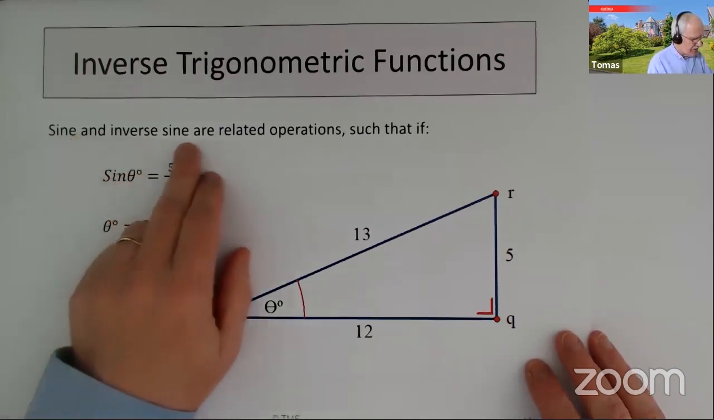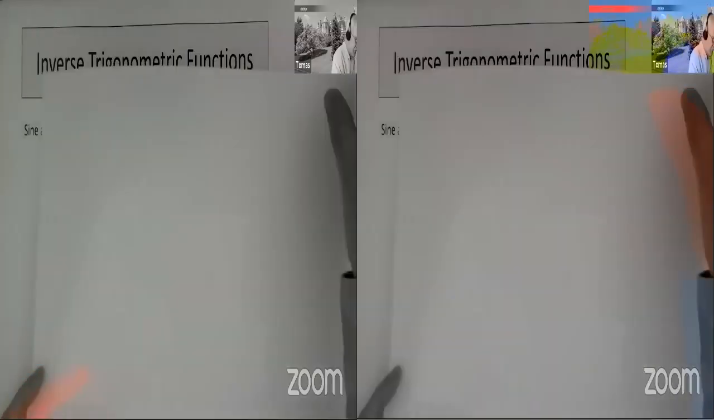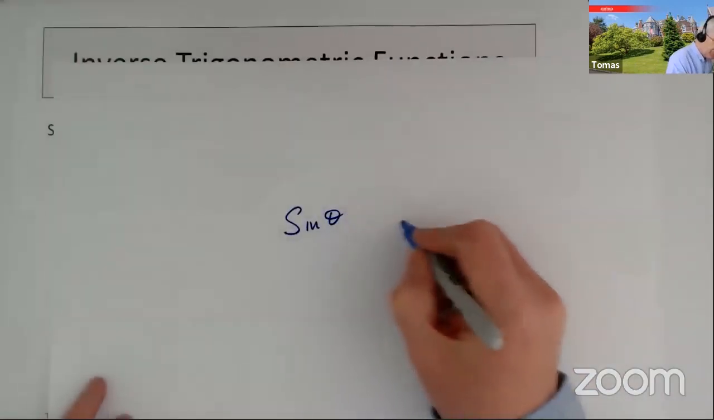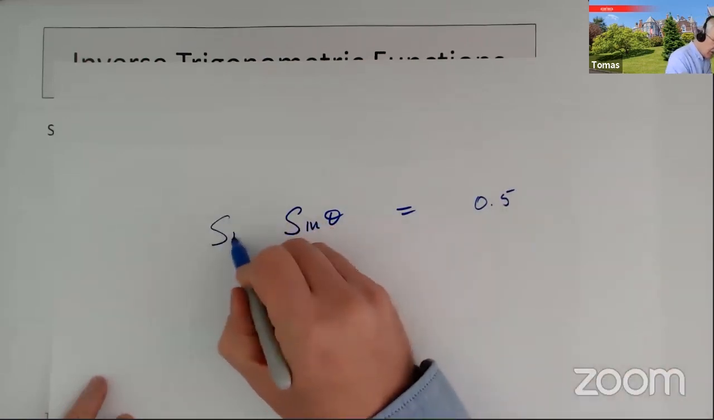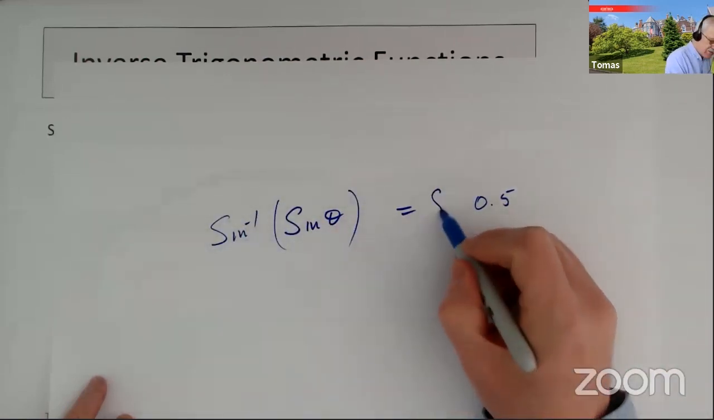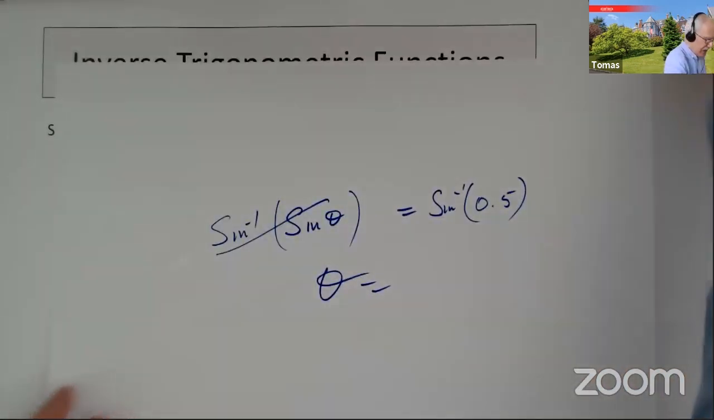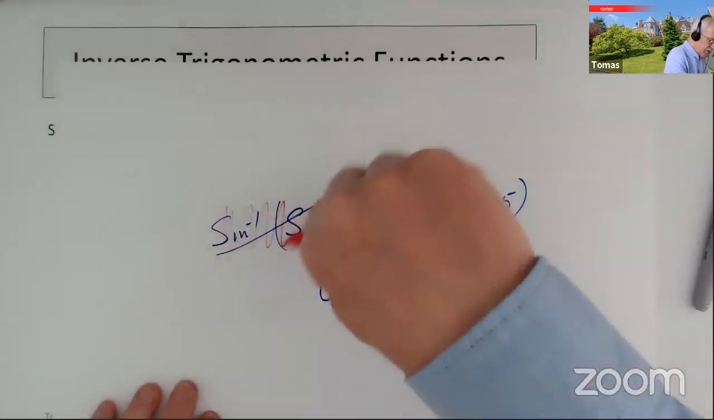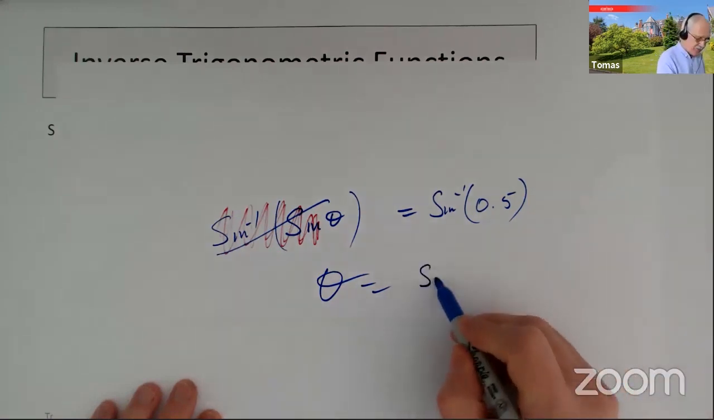Now, sine and inverse sine are related. We're really lucky. They're like the plus and minus. One gets rid of the other. So you can get rid of a sine by having an inverse sine. So if you had sine of theta equals, say, 0.5, you can say inverse sine of this is inverse sine this. And then you just end up with the theta. The inverse sine would cancel the sine, and you're just left with that.